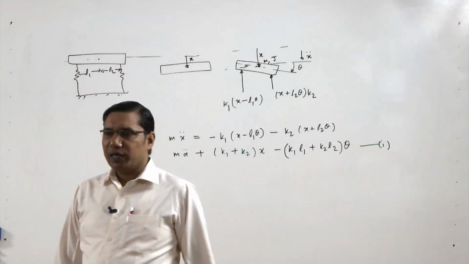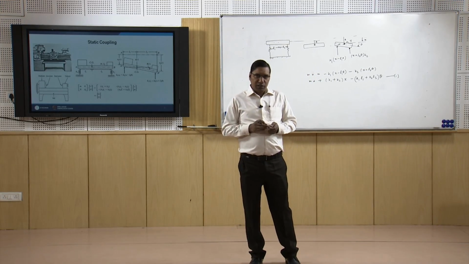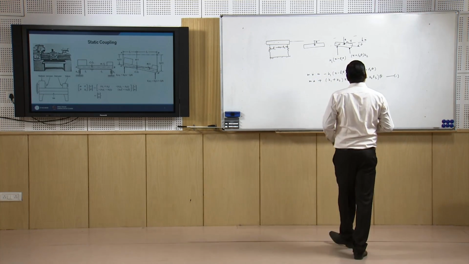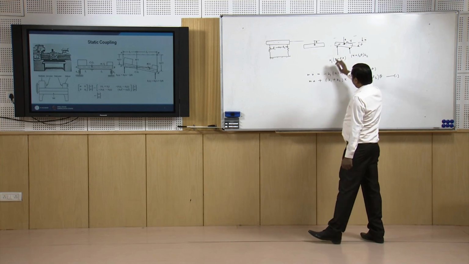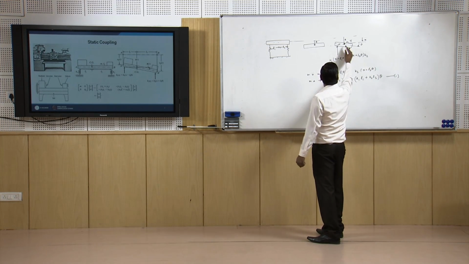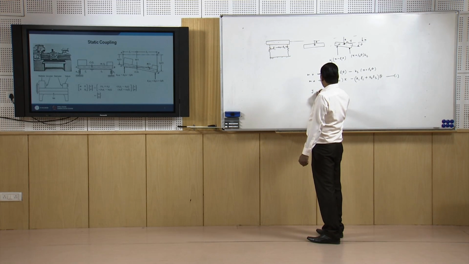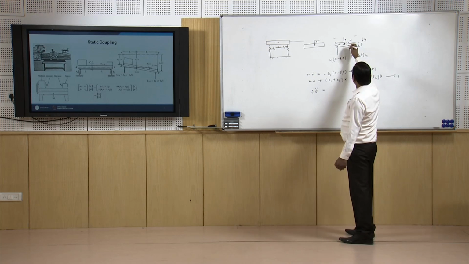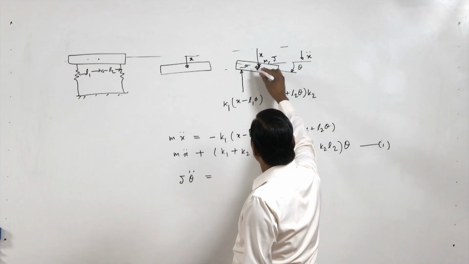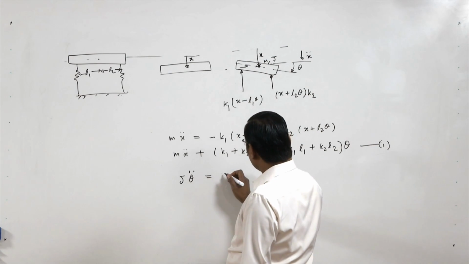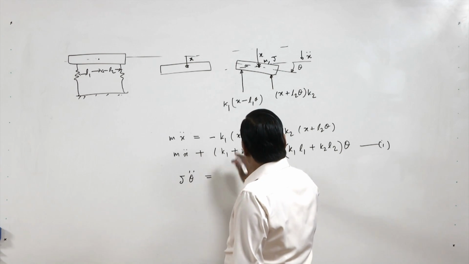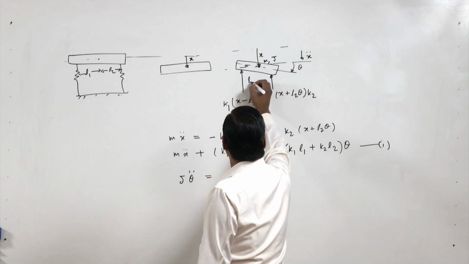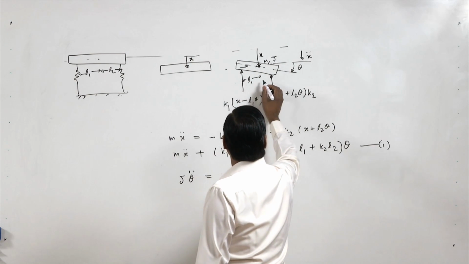Similarly, for the other degree of freedom, that is the rotation or angular motion, we have moment of inertia J and theta double dot. Now we take moment about this point. So we have this force and that distance L1. This is distance L1 and this is L2.